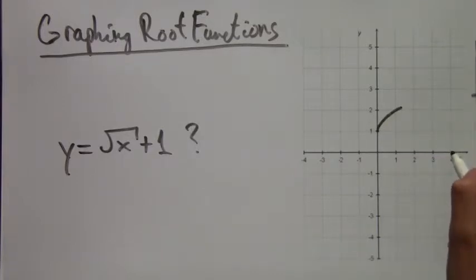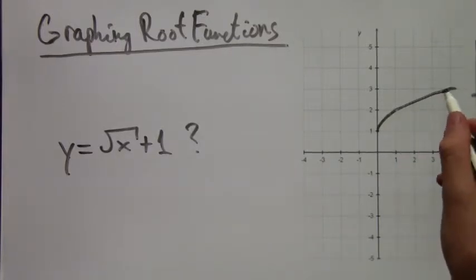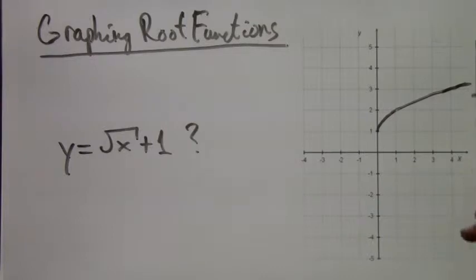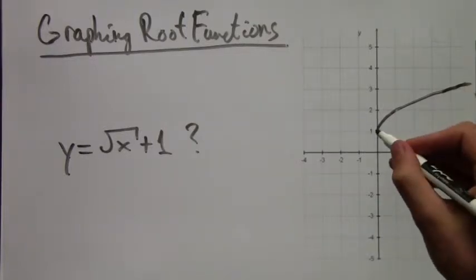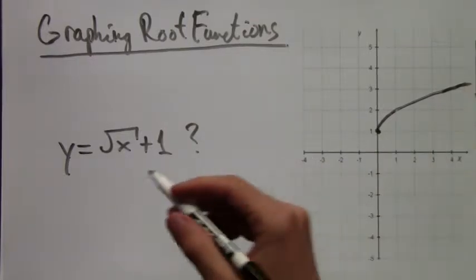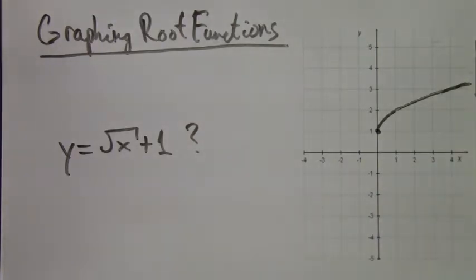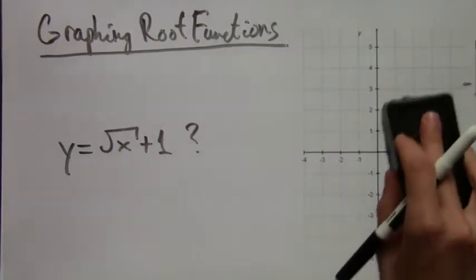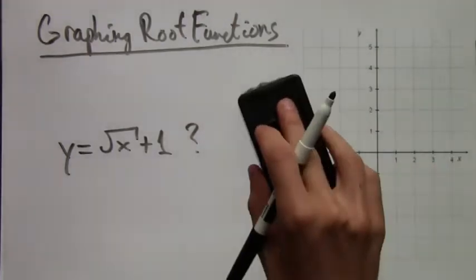So now I can draw it without the original graph, and this is just what it's going to look like. It goes up, but it sort of slows down. It's not a straight line, it's a curve. You just have to remember its basic shape.